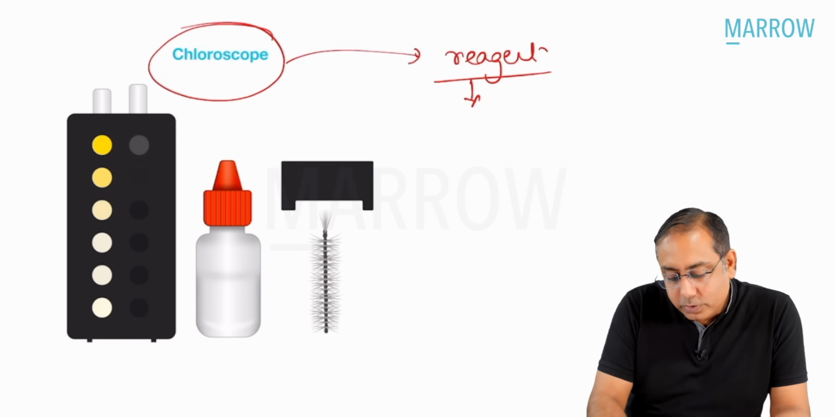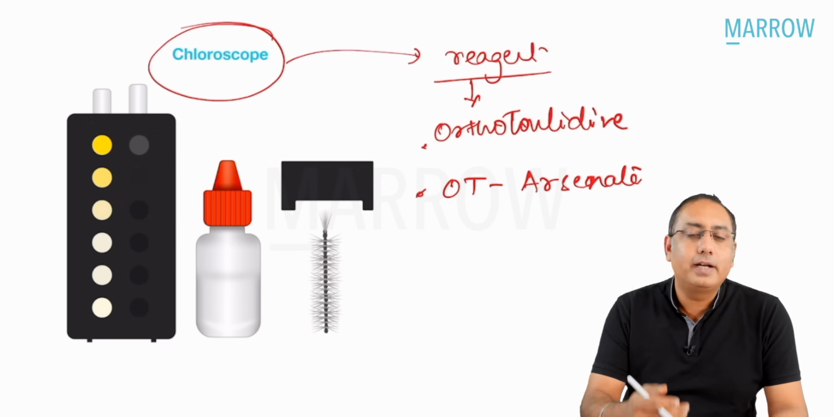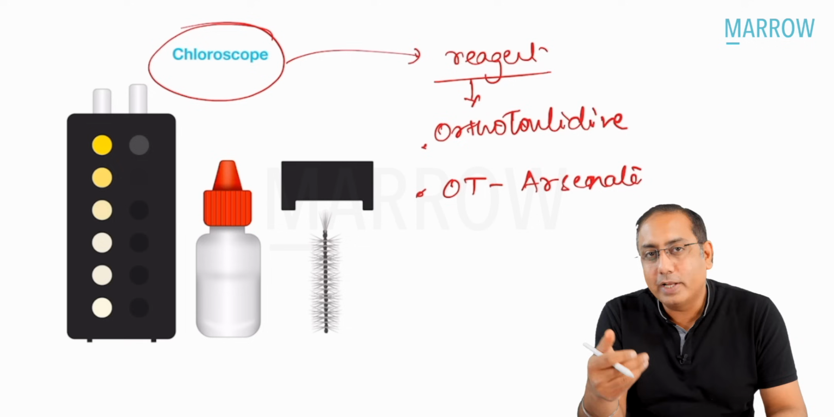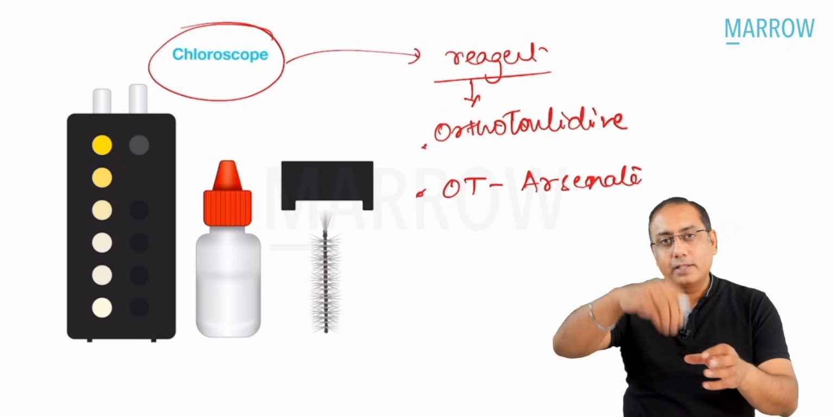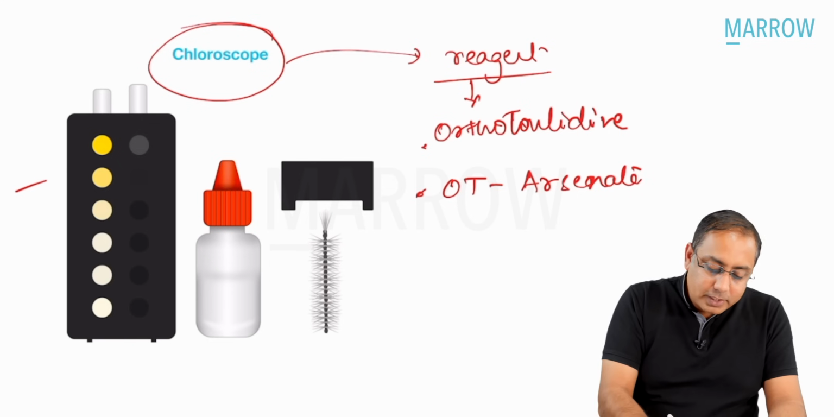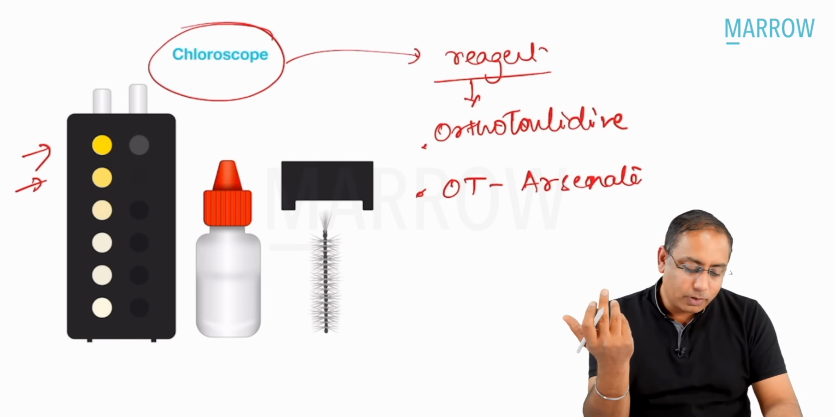The reagent that we use is called orthotolidine. We can also use orthotolidine arsenate as a reagent. The arsenate and orthotolidine tests both tell us about the free chlorine levels. You just add the reagent and see the color change, and whatever level of color is there tells you the level. This is what we call a chloroscope.